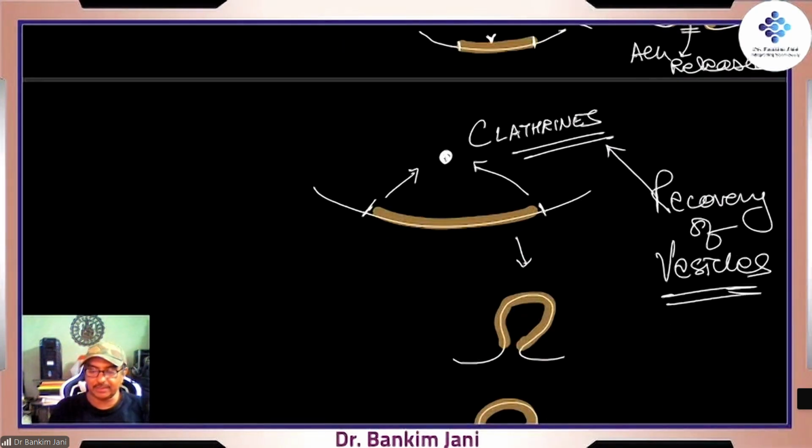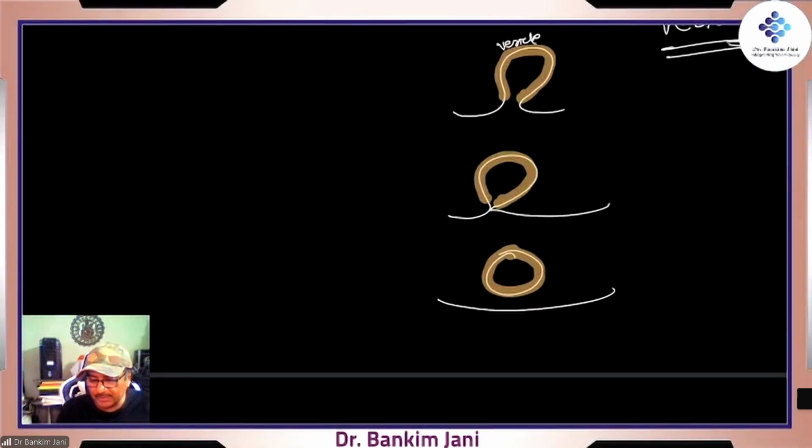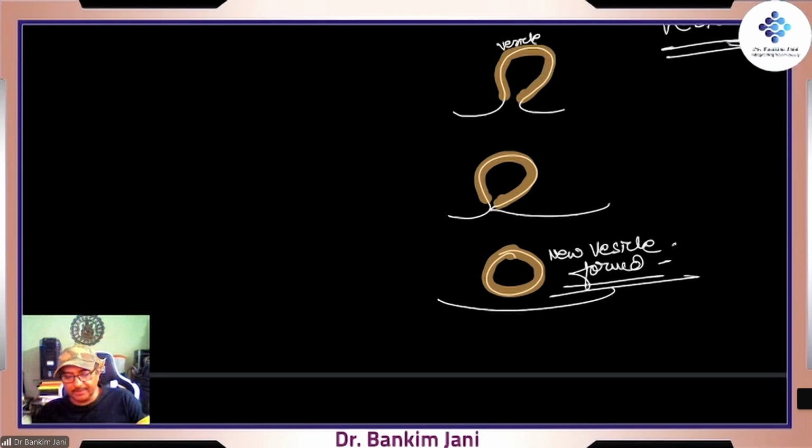So there come the clathrins. These are also proteins. These clathrins will start pulling from both the ends, the vesicle membrane, only the vesicle membrane. So this is our vesicle membrane. It would be pulled and squeezed out. That's how it really forms, and our new vesicle is ready. New vesicle is formed, and the whole process repeats. So this is how it really goes.